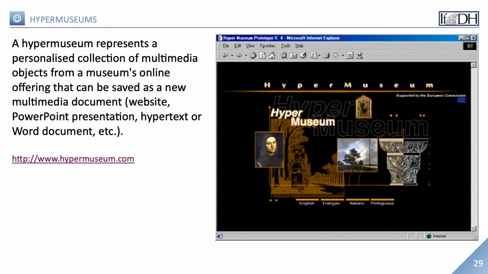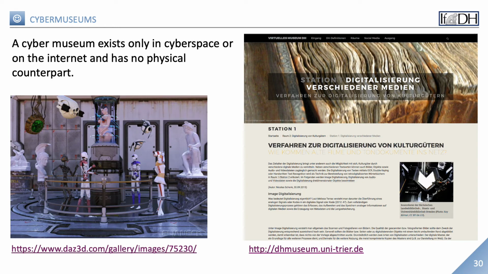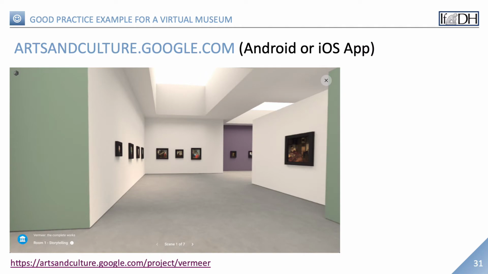A hypermuseum, on the other hand, is a personalized collection of multimedia objects from a museum's online offering that can be saved as a new multimedia document, for example as a website, PowerPoint presentation, hypertext or Word document. The digital museums mentioned above always referred to physical objects and collections. A cyber museum, however, exists only in cyberspace or on the Internet and has no physical counterpart. Such cyber museums are the digital exhibitions at Google Arts and Culture.